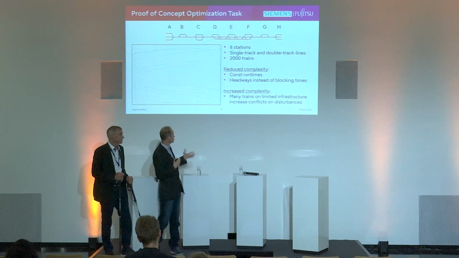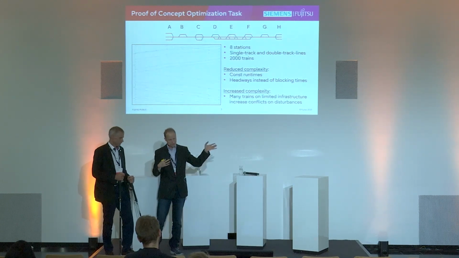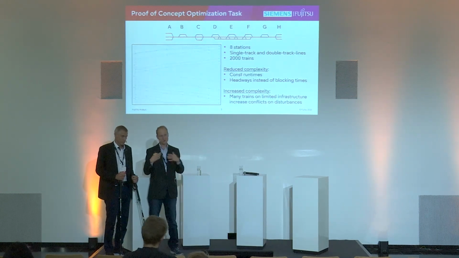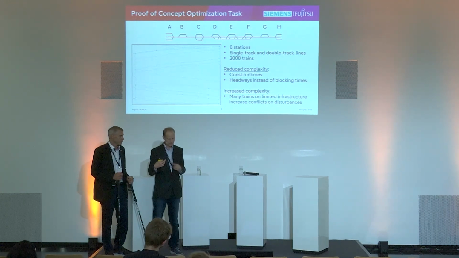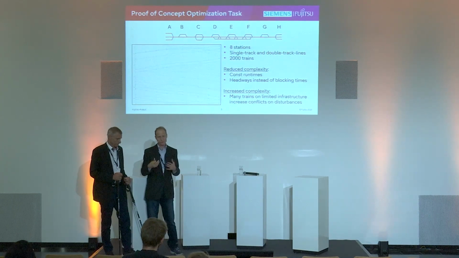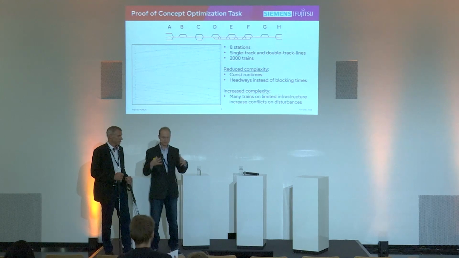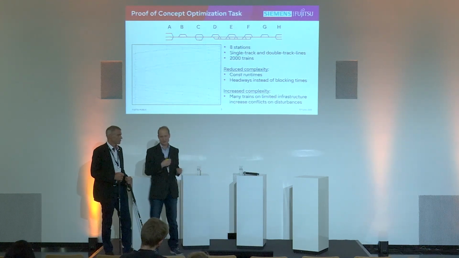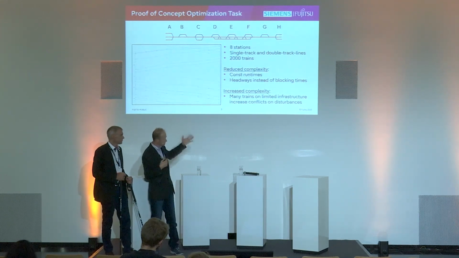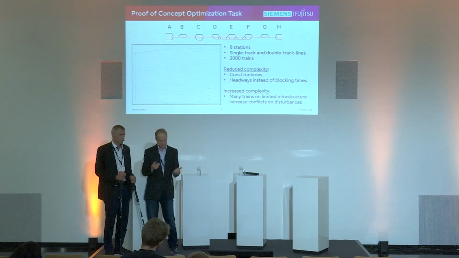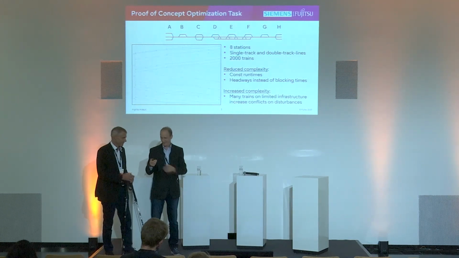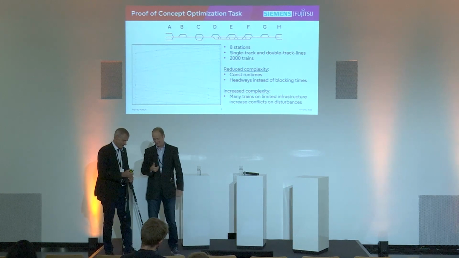On the other hand, we increased complexity because the infrastructure is still limited, but we have about 2,000 trains inside, having more conflict potential between them. And we think the results of the proof of concept can be transferred into the real application. And this is more or less the initial task given to Fujitsu to resolve with their method.